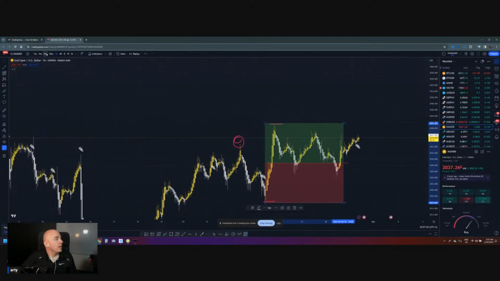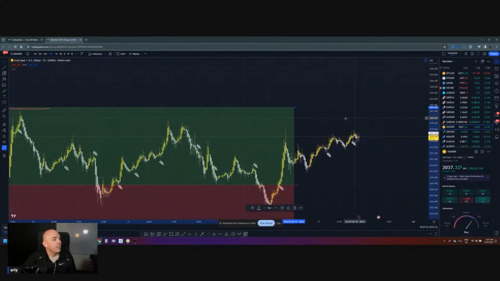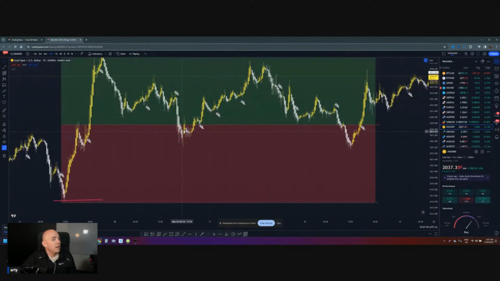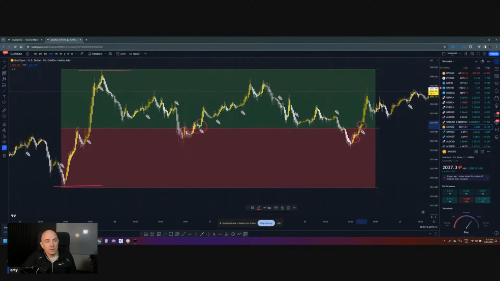Boom. Drop it down to a lower time frame. First Heikin-Ashi candle with no wick. Your sneaker entry. Second entry Heikin-Ashi candle with no wick. Sneaker entry.